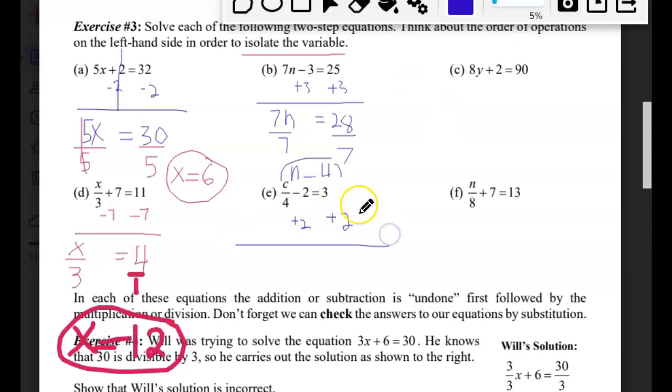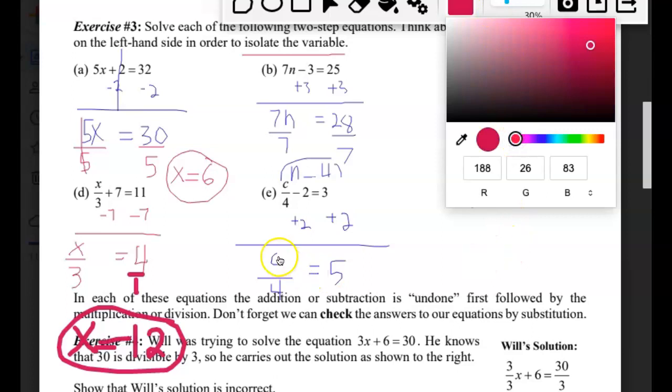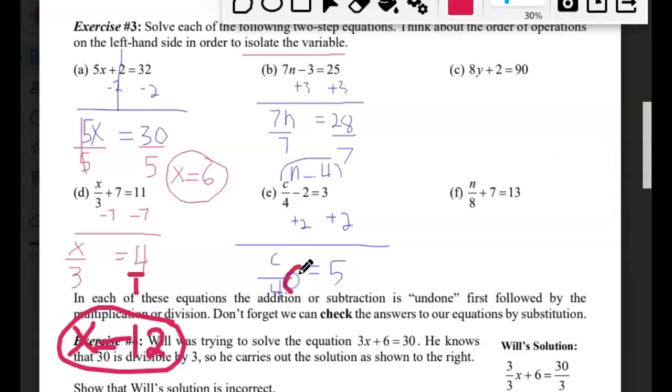So c over 4, so c divided by 4. This is 0. And this is going to be 3 plus 2, which is 5. Now, we do the opposite, right? So that's c divided by 4. The opposite of divide is times, correct? So I'm going to times this by 4 over here.